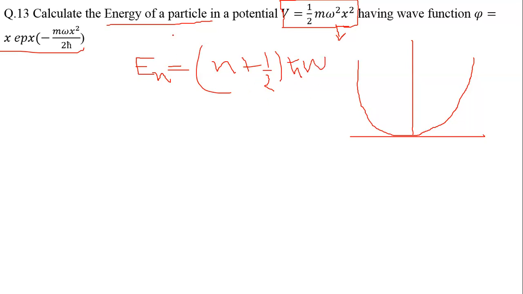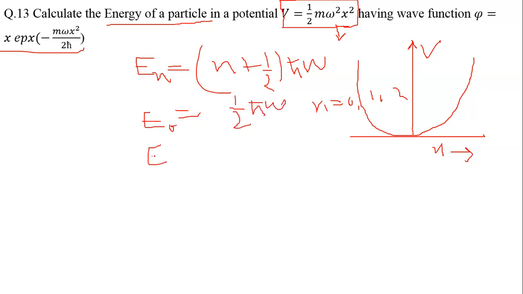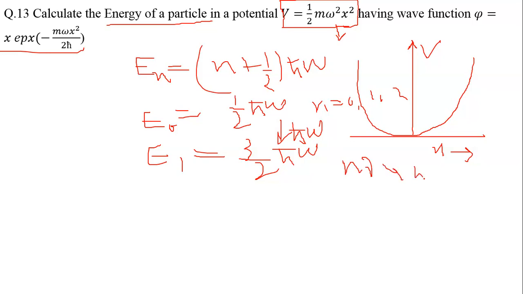But here there is no n. Suppose we want to calculate the expectation value of energy for the ground state. Then for the ground state n will be 0. Here n can take values 0, 1, 2 and so on. So if we calculate the ground state energy, it will be E0 equals half h cross omega. Then for n equal to 1, it is 3 by 2 h cross omega, like that. So the separation between them is h cross omega, that is h nu. H nu can otherwise be written as h cross omega.